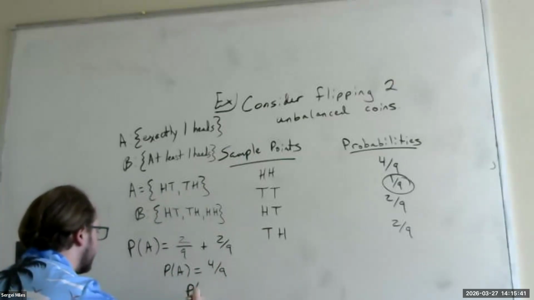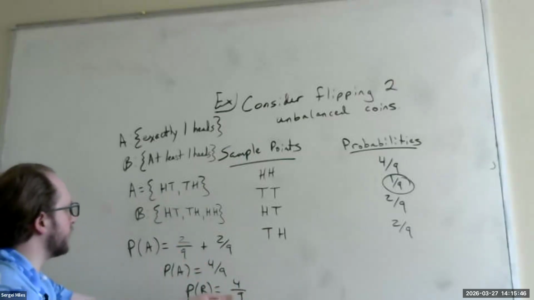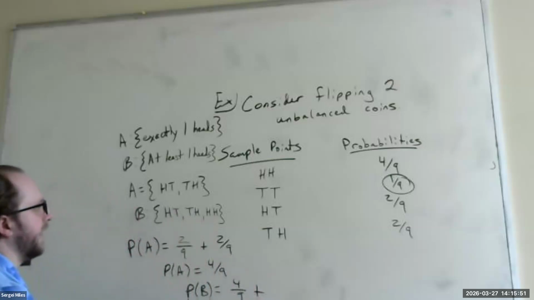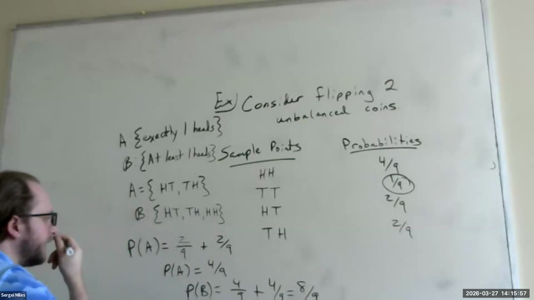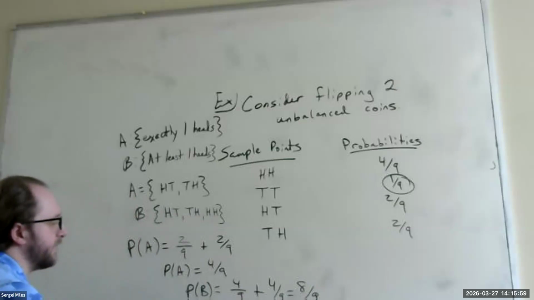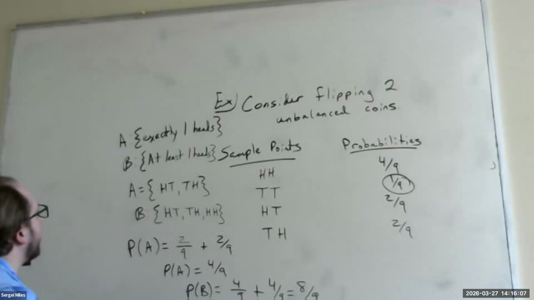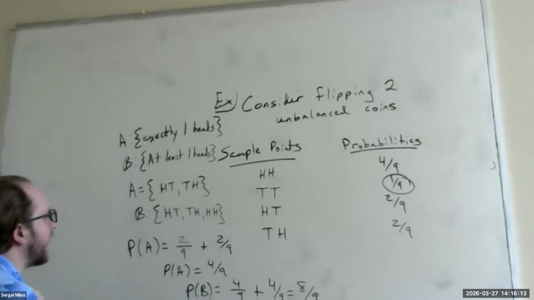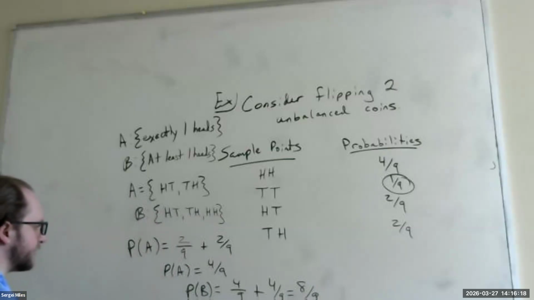But if we're looking at B, well, it has those same points as before, so I'll just write 4/9 for heads, tails, and tails, heads. But it also has heads, heads. So it has another 4/9, and so B has a probability of 8 out of 9. All right. And so we're able to calculate the probability of these 2 individual events by first finding all their sample points, and then once we have their sample points, we can add up the probabilities of those points which are contained in each event to get our final answers.